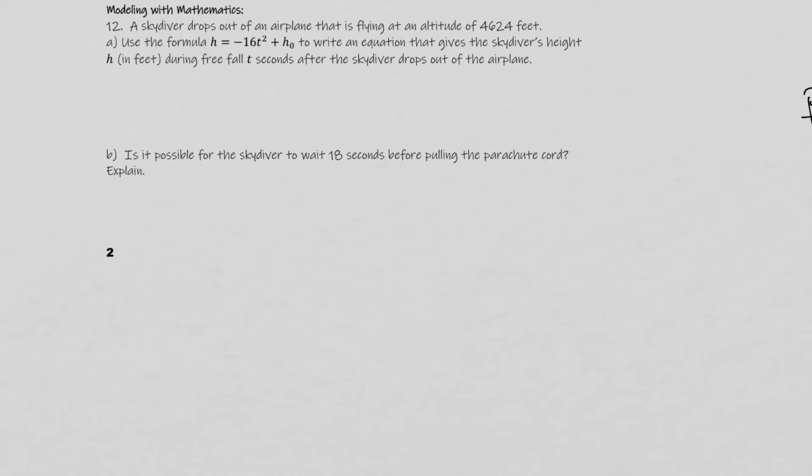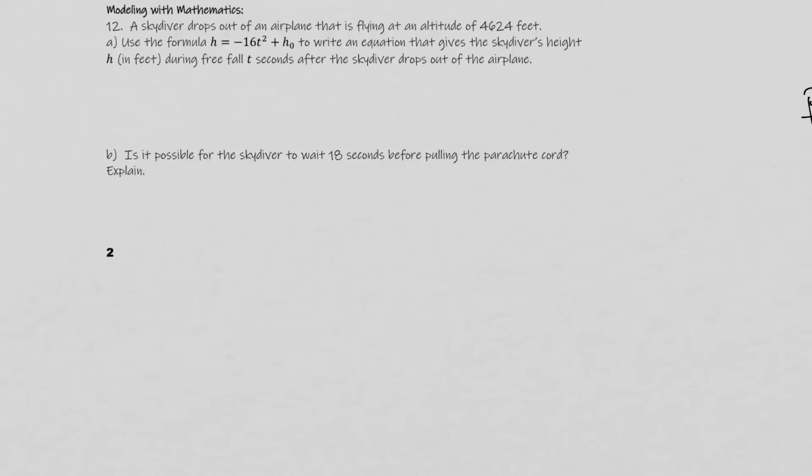All right, this is the last video for 3.1. So we're going to model with mathematics. A skydiver drops out of an airplane that is flying at an altitude of 4,624 feet. Use the formula h equals negative 16t squared plus h naught.